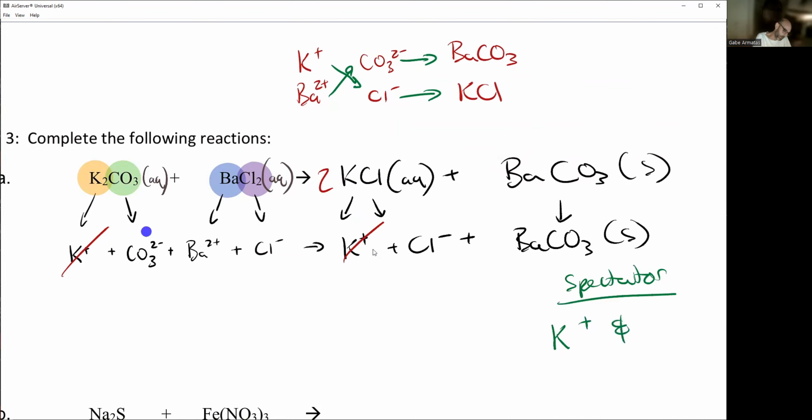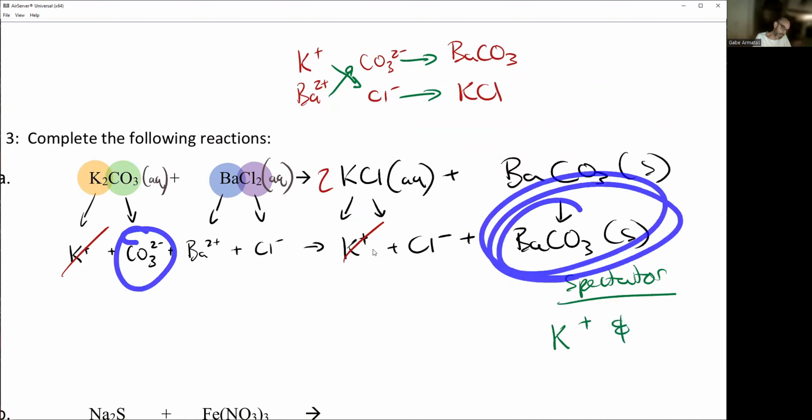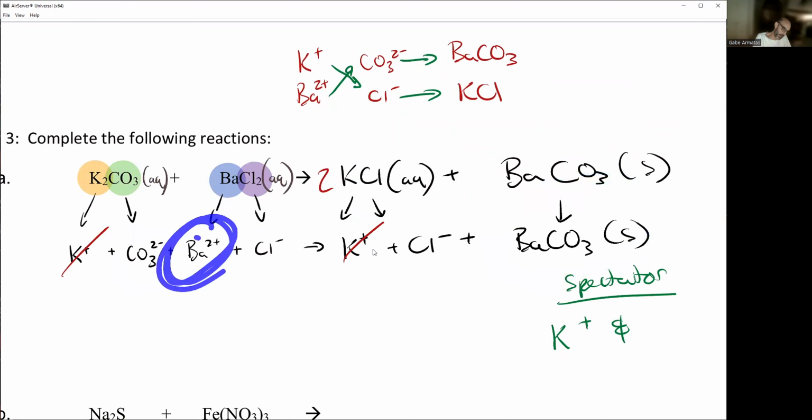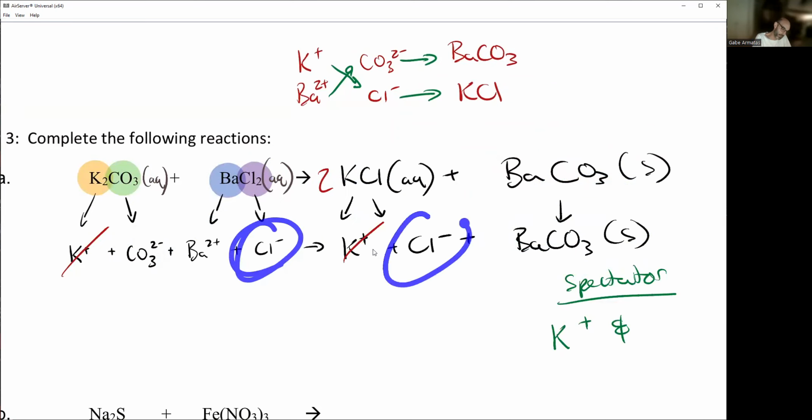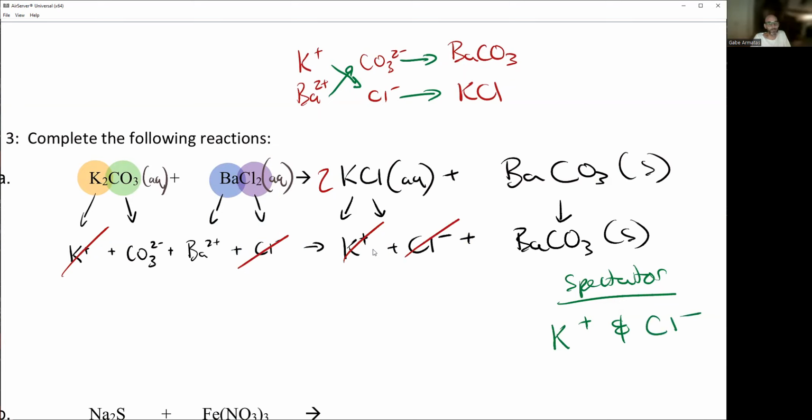Okay. Carbonate's a solid over here, so we're going to leave it alone. Barium's a solid over here. We're going to leave it alone. Chloride, aqueous on both sides. Chloride is the other spectator.